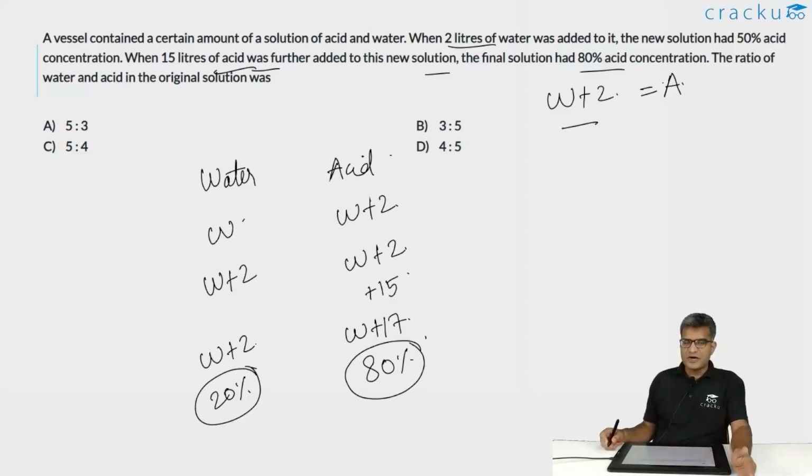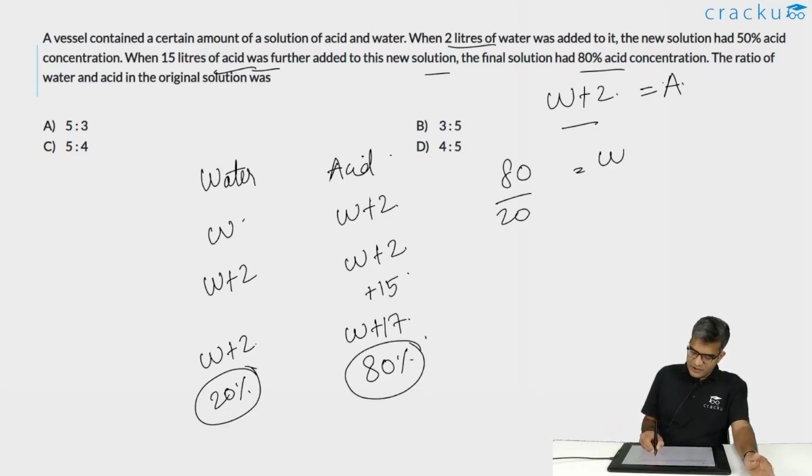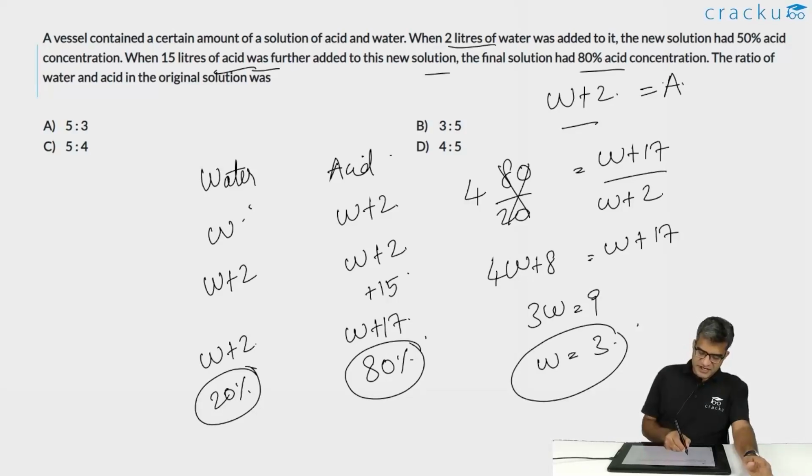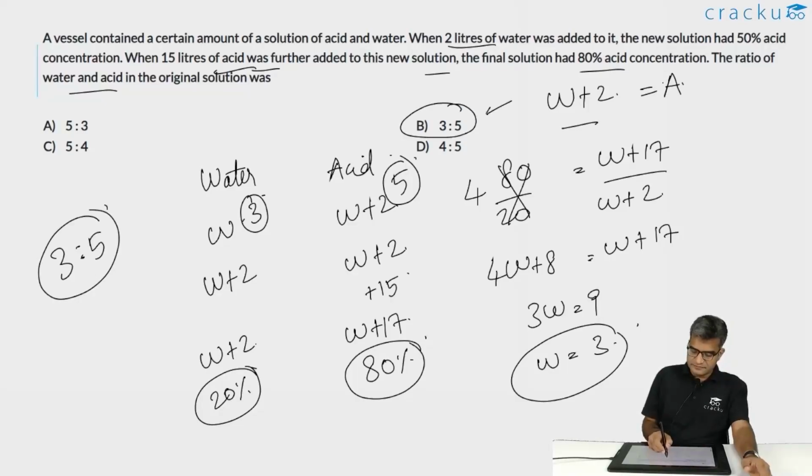So now we can look at the ratio of the acid to water. Acid is 80%, water is 20%. So 80 divided by 20 is equal to W plus 17 divided by W plus 2. 80 divided by 20 is 4. So 4W plus 8 is equal to W plus 17. Or 3W is equal to 9, or W is equal to 3. So the initial amount of water is 3, initial amount of acid is 5. The ratio of water to acid in the original solution is therefore 3:5, which is option B.